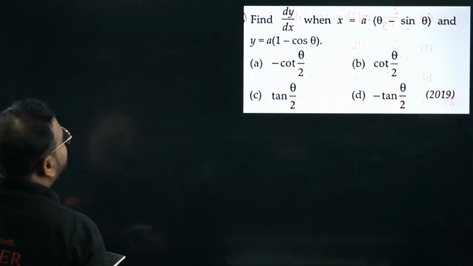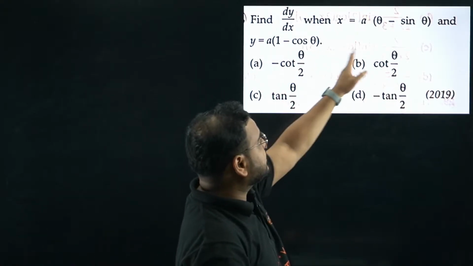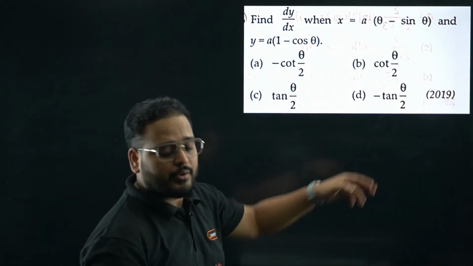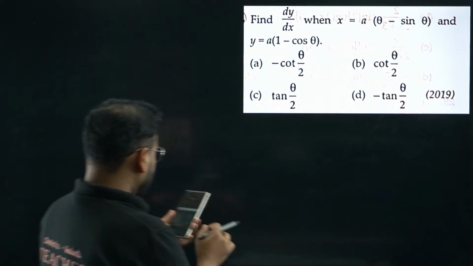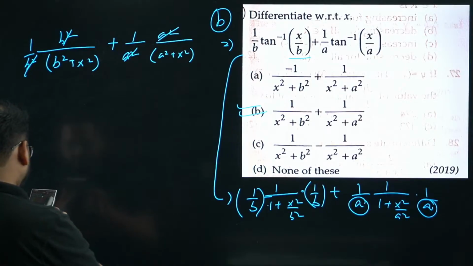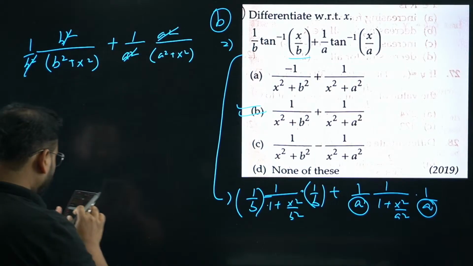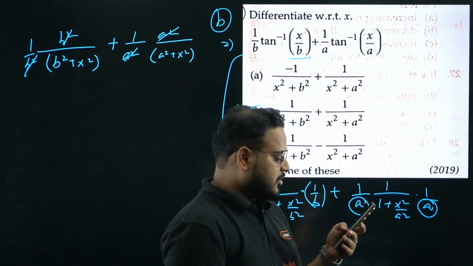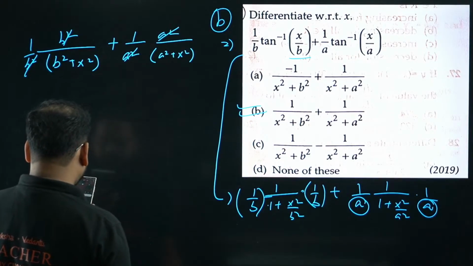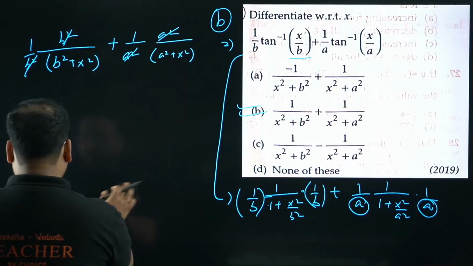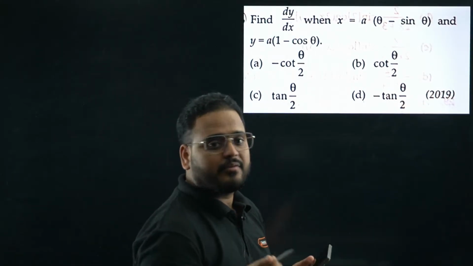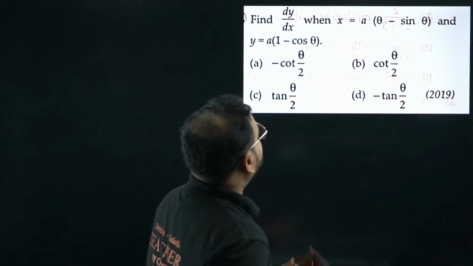Now we have to find the derivative dy by dx when x is a times of theta minus sine theta, and y is a times of 1 minus cos theta. So B was which answer, dear? Yes, B is right for the previous one. Correct, Neha. A lot of you gave the answers: Gupta, Lakshmi, Gautam, Rashmi, and Abdul also gave the answer B. In this one, are you giving the answer for this particular question? How do you solve this?